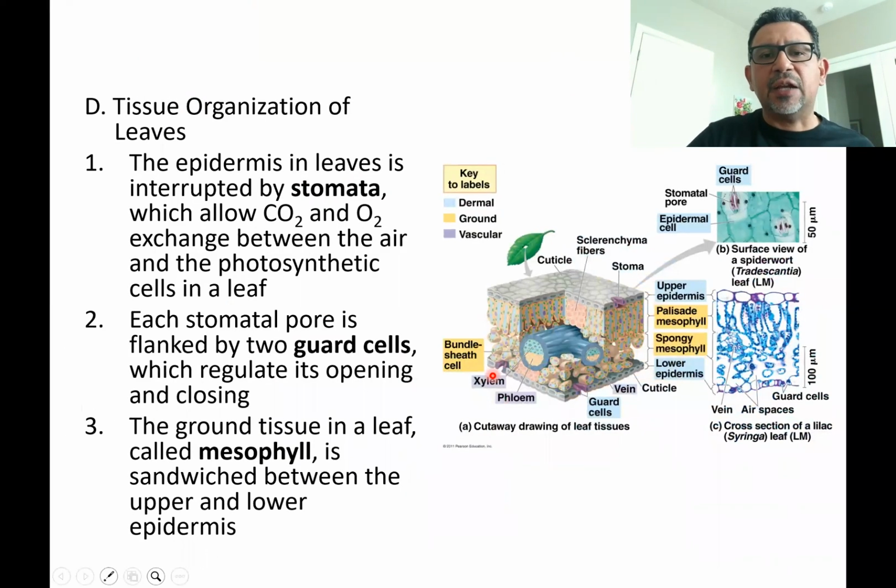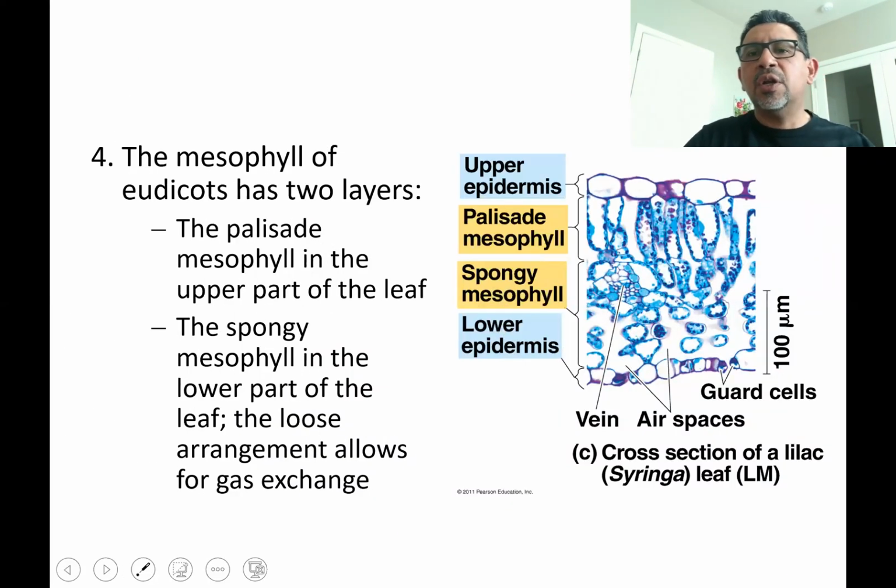And so let's take a look at another cross-section of the same structures. Here you see the upper epidermis. Here's going to be the lower epidermis. Here you see this opening where air goes in and out. That's the stoma. And the stoma will be regulated by two guard cells, which are a special form of epidermis tissue.